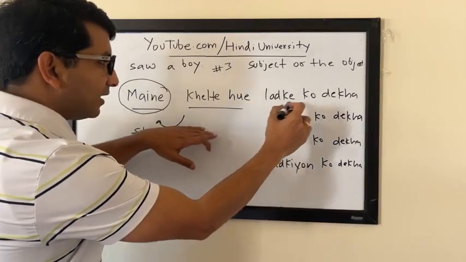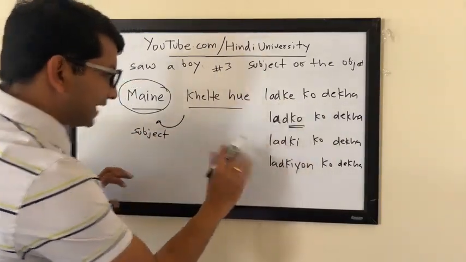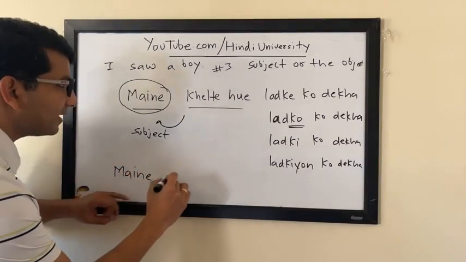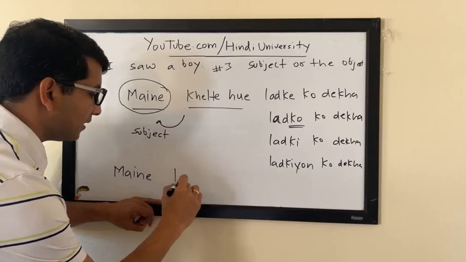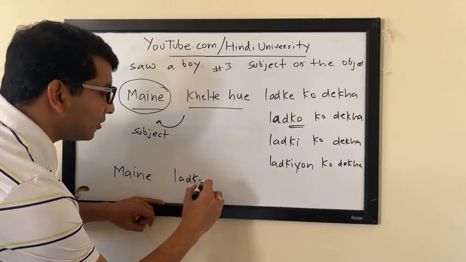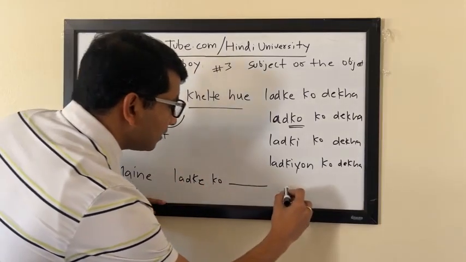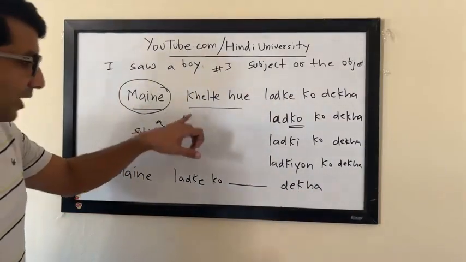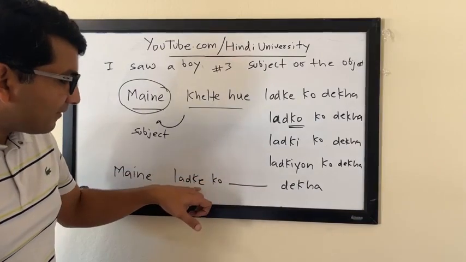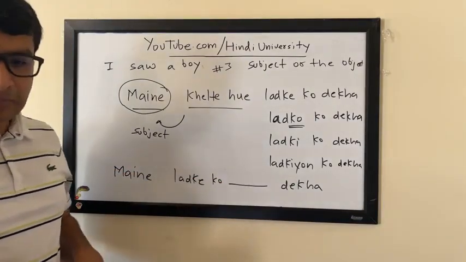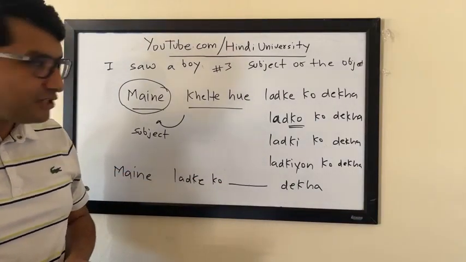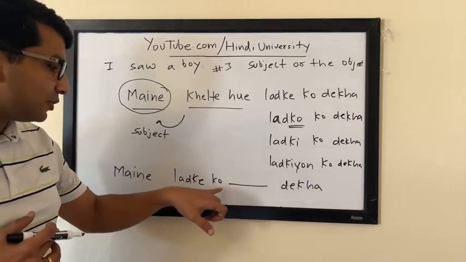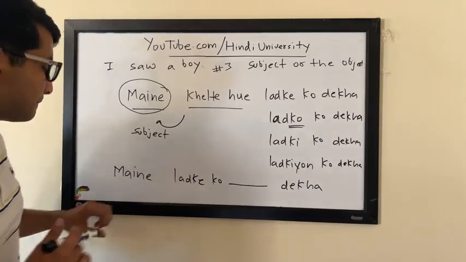Now, if you were to put the same thing, but it's basically मैंने लड़के को देखा, and now खेलते हुए is put in after here. Your understanding will change now. Who is doing the playing? Is it the I or the object?